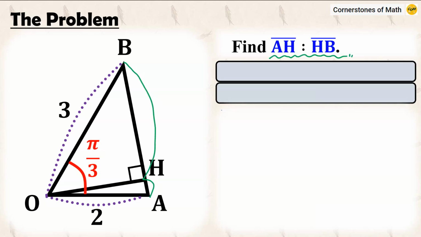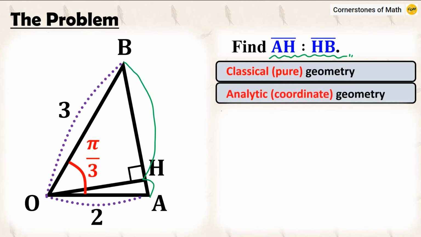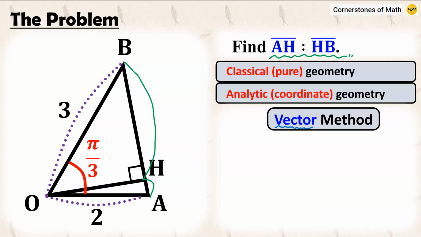So this is a rather simple geometry problem, and you can solve it with either classical geometry or by using coordinates if you want to. But since I've been making vector videos recently, I am going to present you the third method, the vector method. And the gist of this method is like this. Let vector OA be vector small a and vector OB be vector small b.